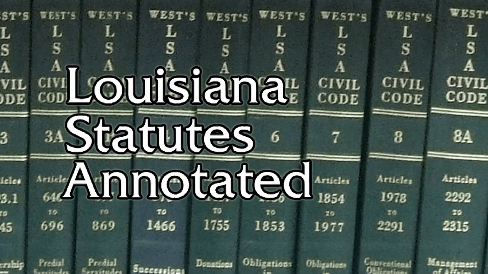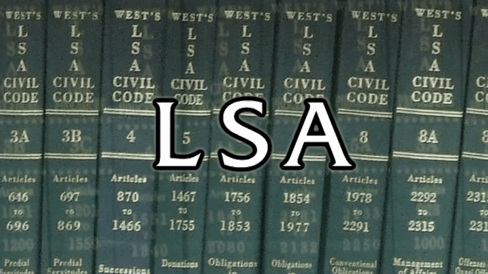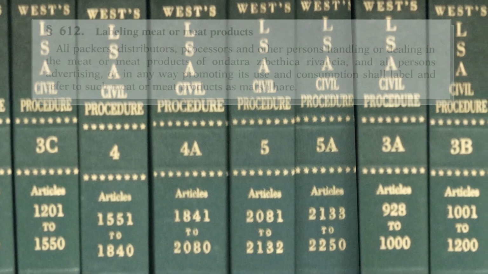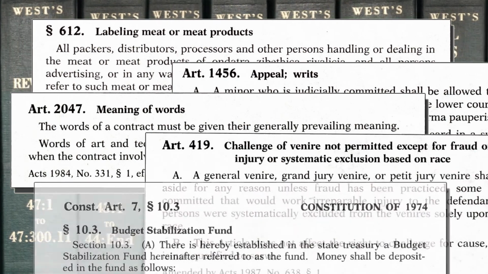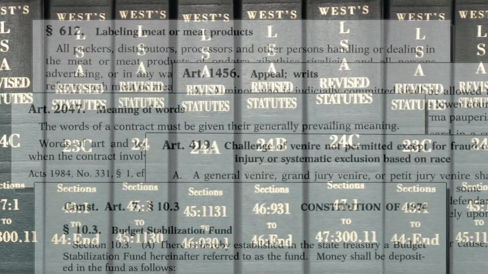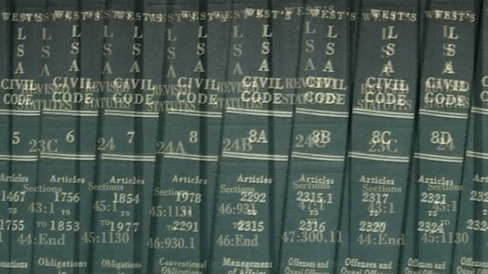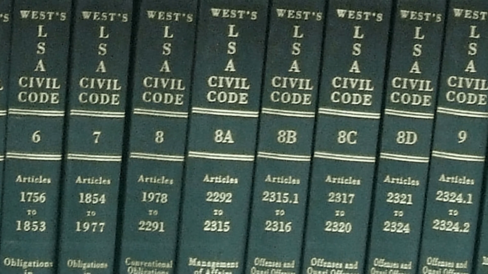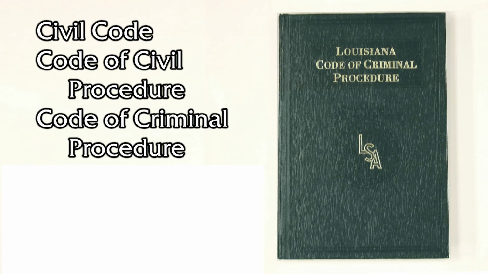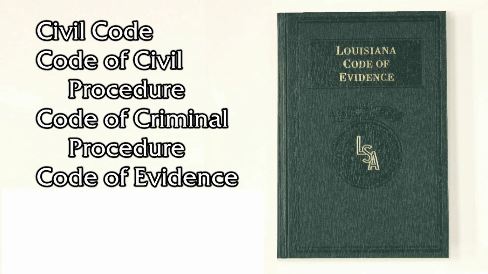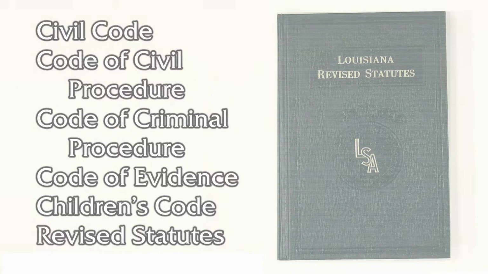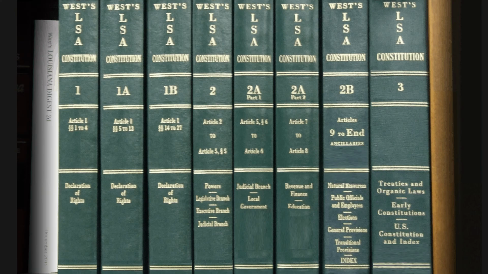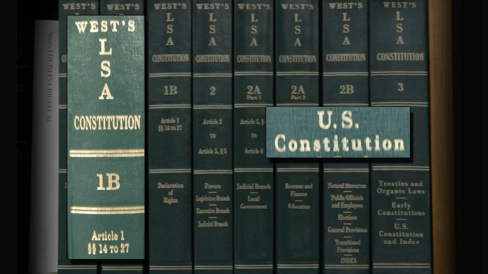The Louisiana Statutes Annotated, commonly referred to by its abbreviation LSA, is the compiled collection of all current statutes, code articles, and other legislative instruments currently in effect in Louisiana. There are 6 major components that make up the LSA. They are the Civil Code, Code of Civil Procedure, Code of Criminal Procedure, Code of Evidence, Children's Code, and the Revised Statutes.